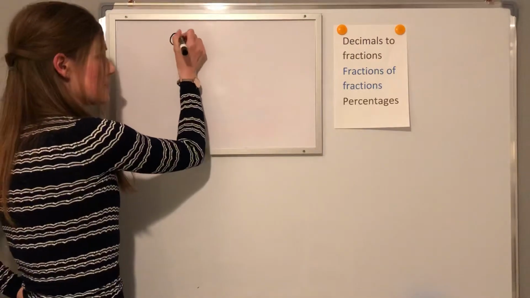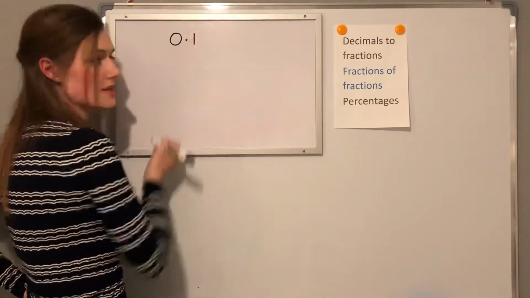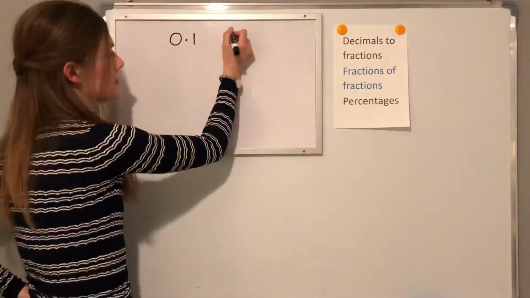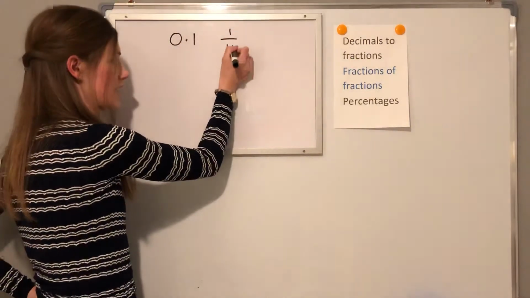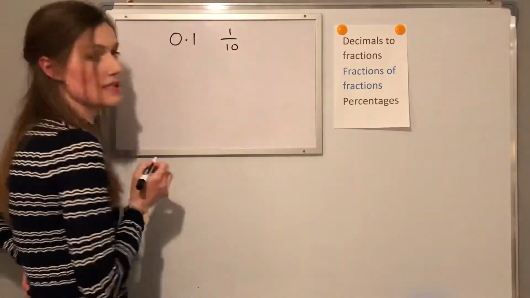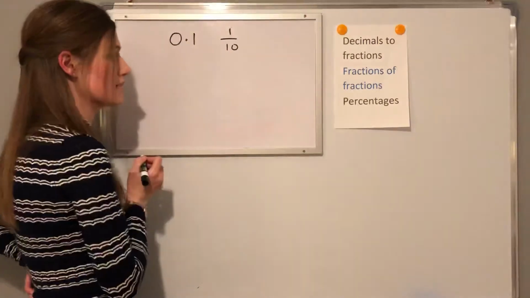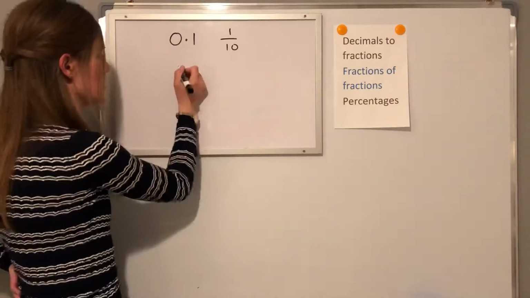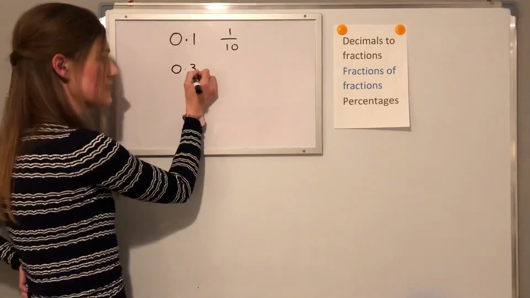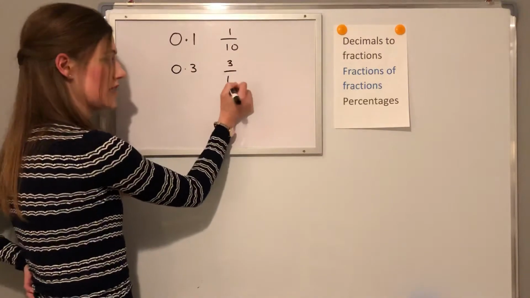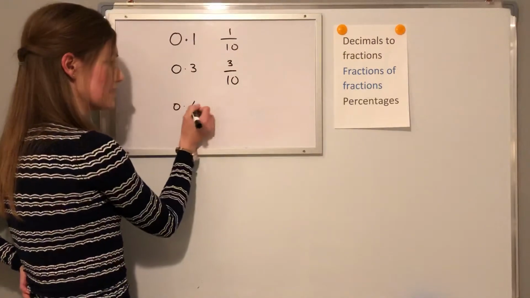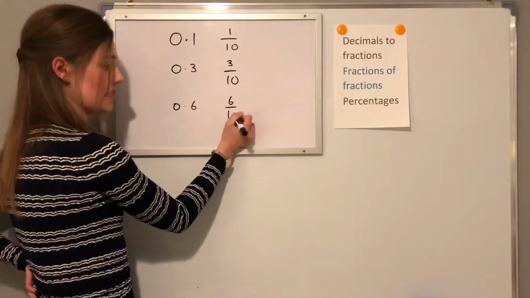You could be given something like 0.1. To turn it into a fraction, it's just 1 over 10. However many spaces there are after the decimal point will tell you how many zeros you're going to have there. So again, 0.3 will be 3 over 10. 0.6 will be 6 over 10.